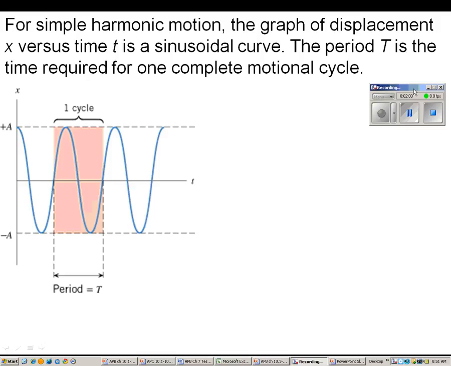Now we're going to look at some relationships that occur in simple harmonic motion, and we're going to just think of a mass moving up and down on a spring. We think of these relationships. And when a mass moves up and down on a spring, and when it completes one full cycle, that's called the period T.